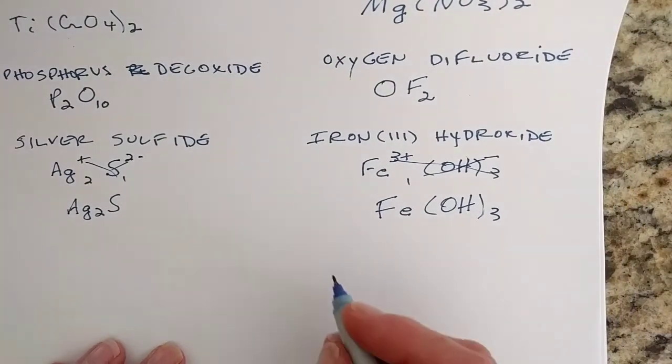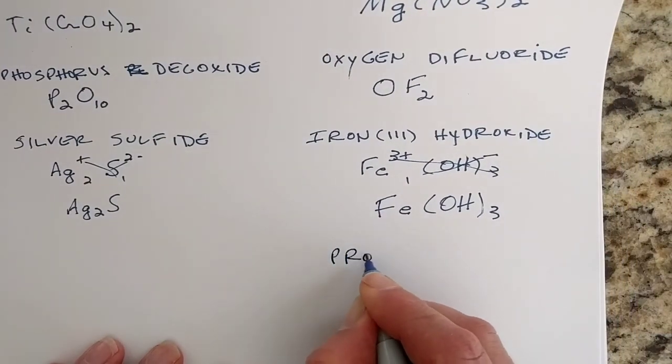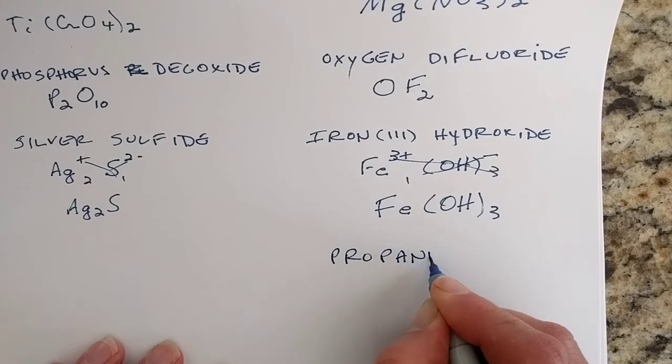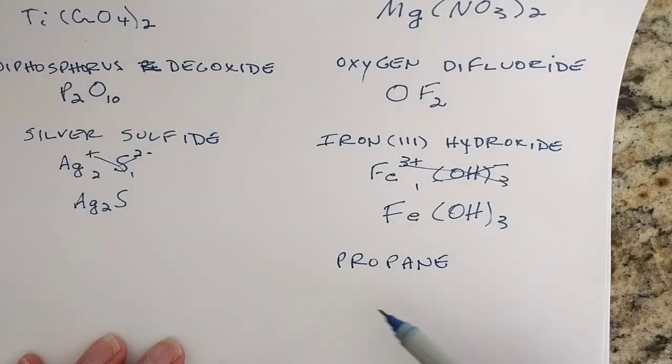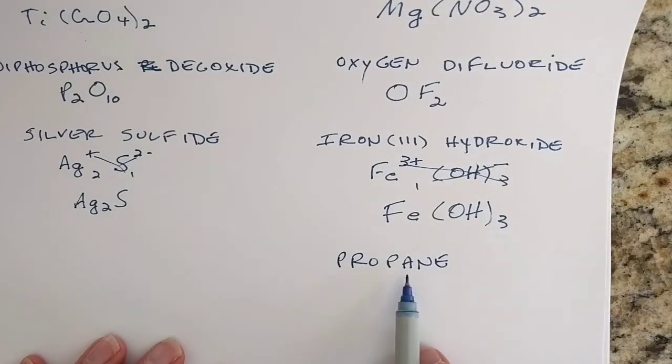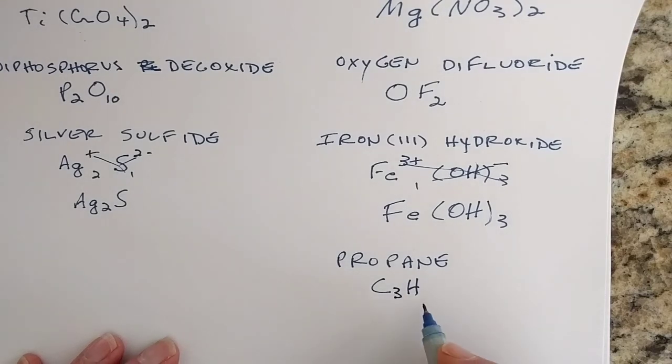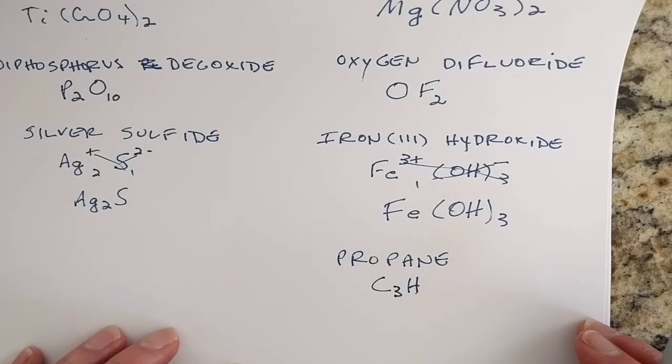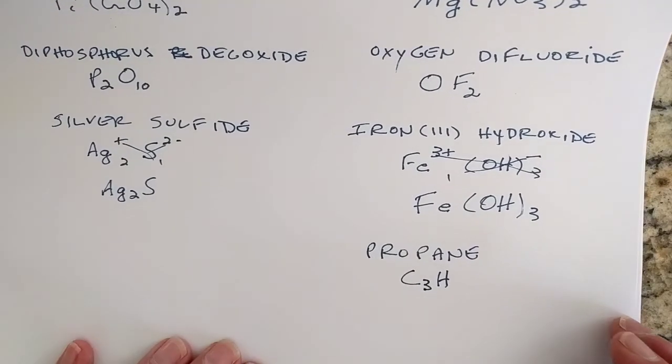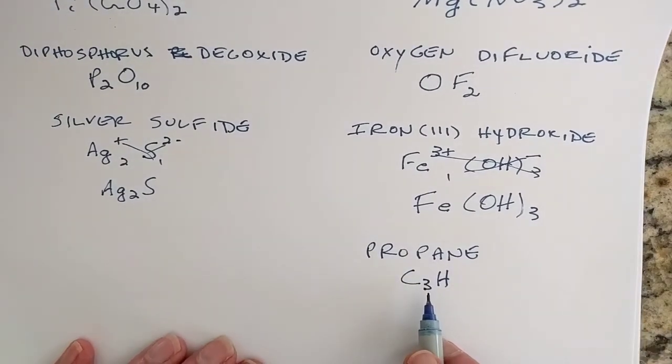Okay, and we'll do one more. Propane. Propane, it ends in A-N-E, and prop is a prefix for our hydrocarbons. So we have a hydrocarbon here. So we have C and H. Prop means 3 carbons. And then we can either draw it to figure out our hydrogens, or if you remember the formula, it's 2 times 3 plus 2.